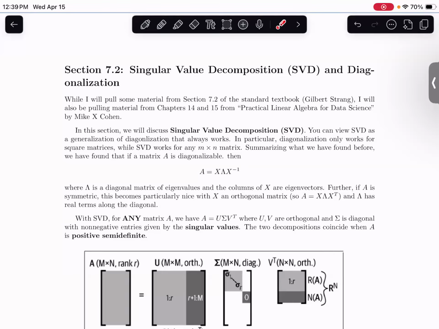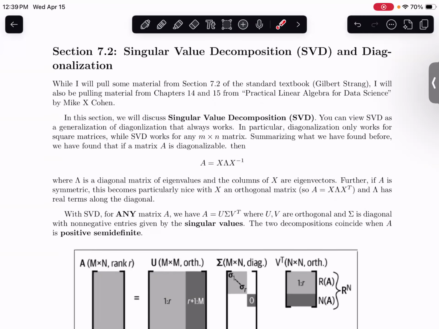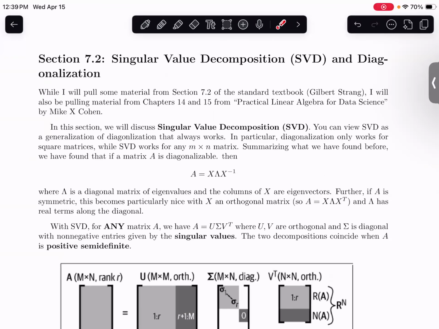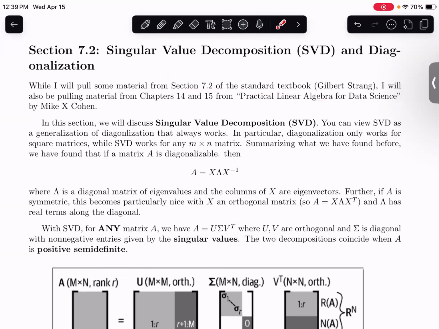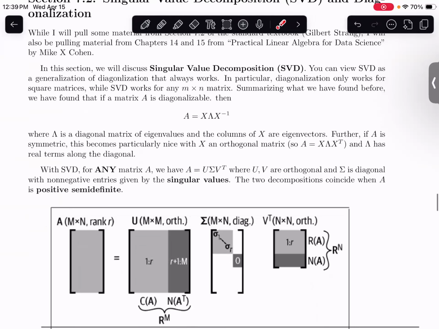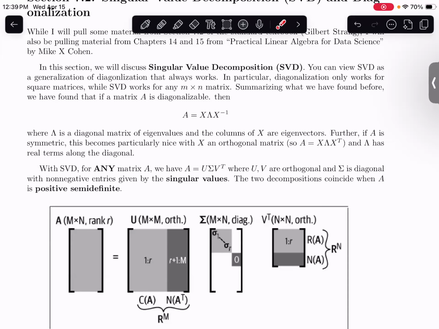And then next week, we're going to look at applications. Next week, we'll look a little bit into data science, like principal component analysis and maybe eigenfaces or something like that. So I'm mixing two books together. I'm using the standard textbook for this section, but I'm also going to pull some material from chapters 14 and 15 from this book, Practical Linear Algebra for Data Science. So we'll look at applications to all kinds of different things. Oh yeah, go ahead.